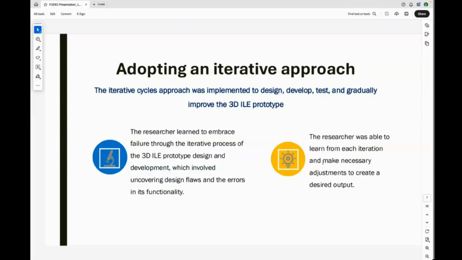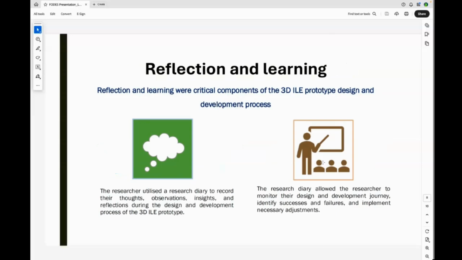And the overall process made me acquire new skills and knowledge that I didn't have before I started this process, because there were some things that I had to learn to do while I was designing and developing this prototype. So the lesson from here is one should learn to embrace their failure and learn from it. And my last slide is about reflection and learning. So I have used the method of a research diary.